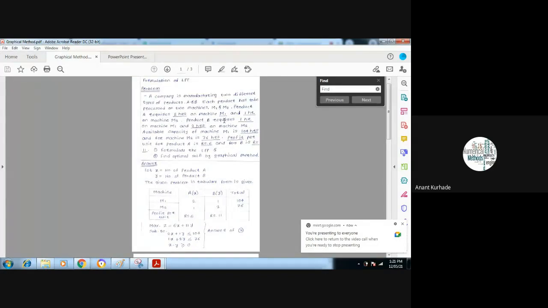And 1 hour on machine M2, so here we have written 1. Now product B requires 1 hour on machine M1, so here it is 1, and 2 hours on machine M2, so here it is 2. What is given? The available capacity of machine M1 is 104, so the total capacity of machine M1 is 104 and machine M2 is 76 hours.